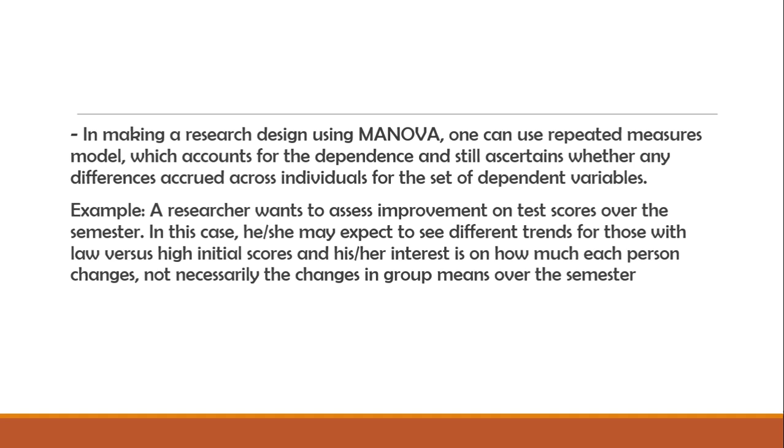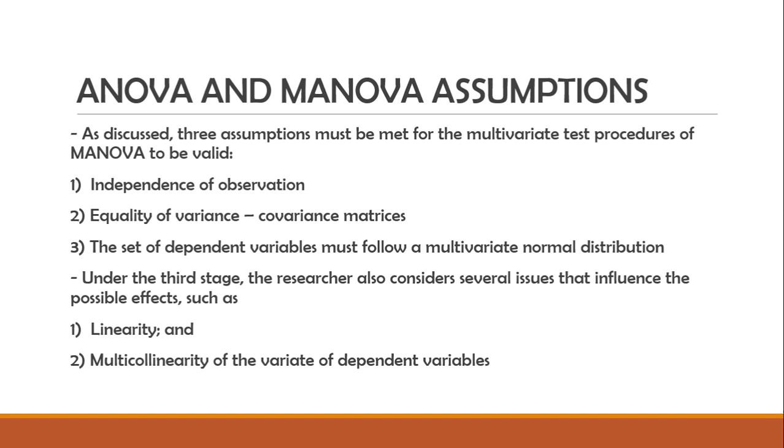In making a research design using MANOVA, one can use a repeated measures model, which accounts for the dependence and still ascertains whether any differences accrued across individuals for the set of dependent variables. Example: a researcher wants to assess improvement in test scores over the semester. In this case, he or she may expect to see different trends for those with low versus high initial scores, and his or her interest is in how much each person changes, not necessarily the changes in group means over the semester.